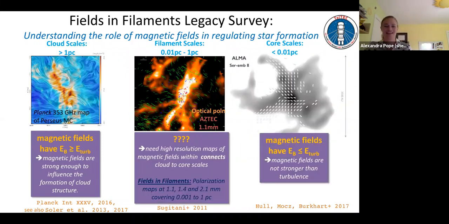The second galactic legacy survey is the fields and filaments legacy survey. So this is really aimed at using the polarization capabilities of TolTEC to try to understand the role of magnetic fields in regulating star formation. And this survey is designed to probe the magnetic fields over a wide range of scales from 0.001 to 1 parsec. And so some of the different scales that magnetic fields are acting within cores and clouds and filaments are shown here.